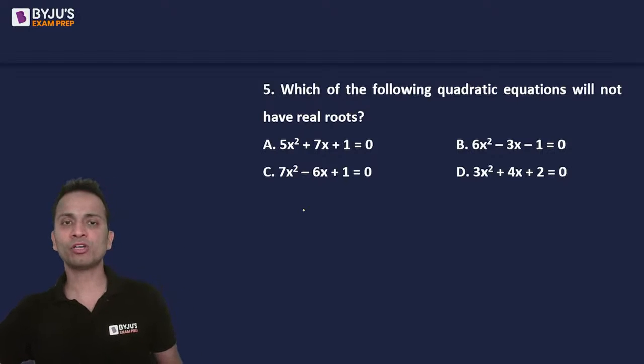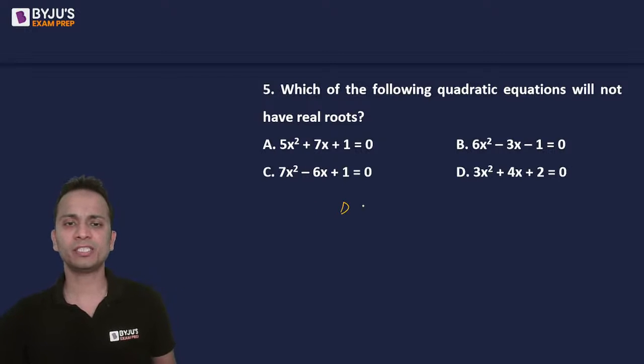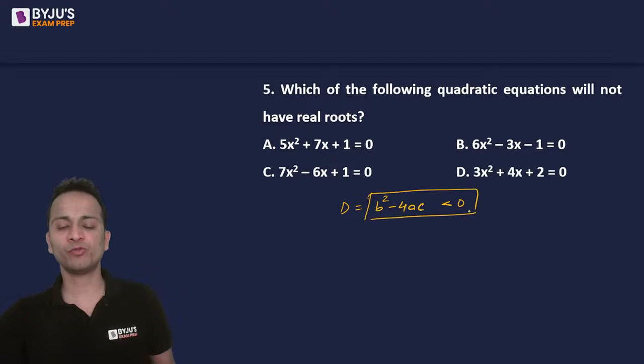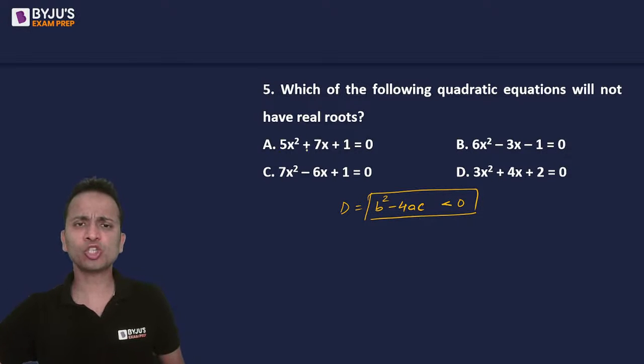Now, the condition for non-real roots, that means imaginary roots, is that the discriminant, which is b square minus 4ac, is less than 0. Then you will have non-real roots. For the first option, we'll have to go with the options now.